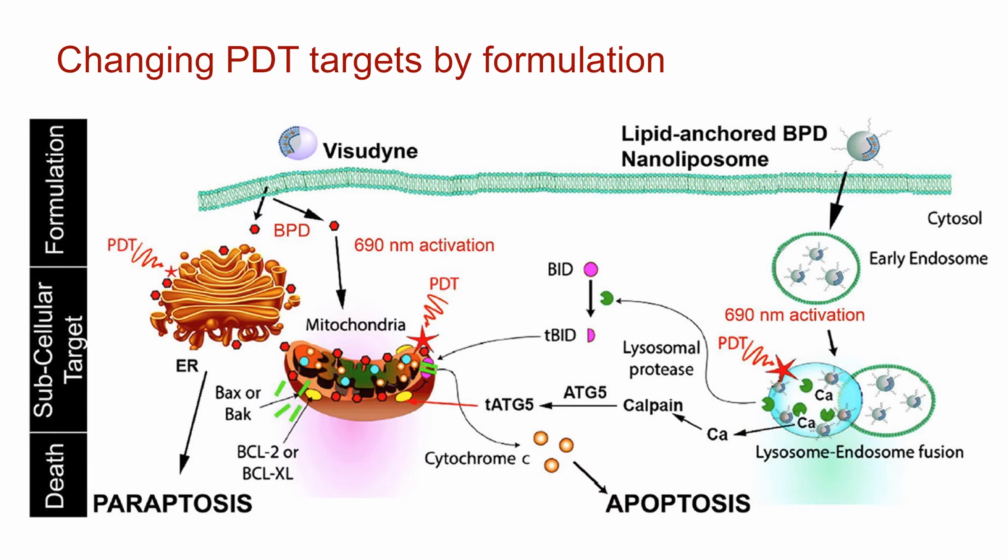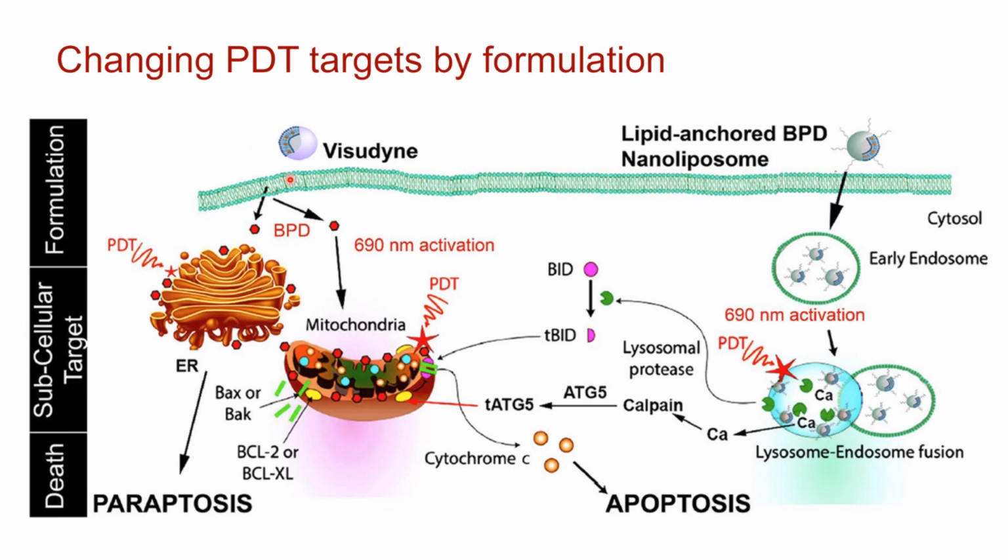At this point, I'm going to introduce a new concept: changing the subcellular PDT target by modifying the formulation. BPD, which we use to photosensitize the ER and mitochondria, is not soluble in water, so it's formulated in liposomes. These are small lipid spheres with a BPD inside. This permits a poorly soluble material to be prepared for injection.